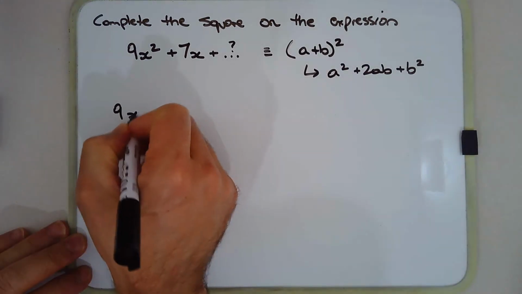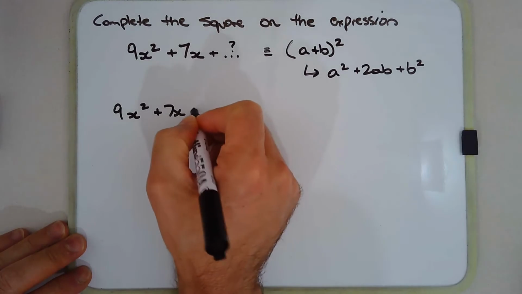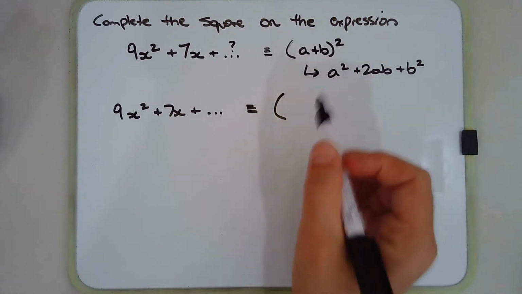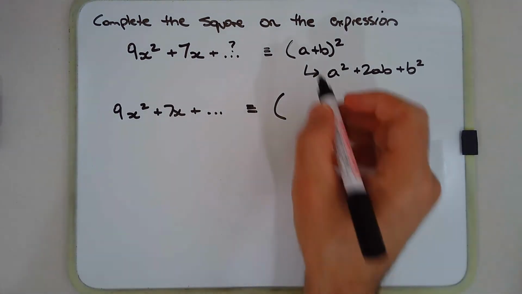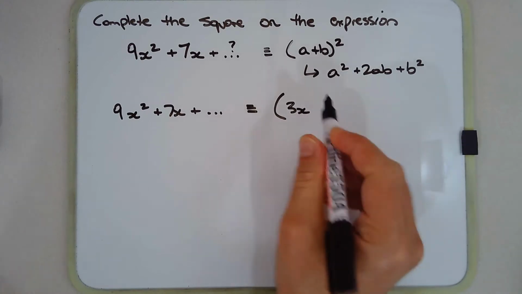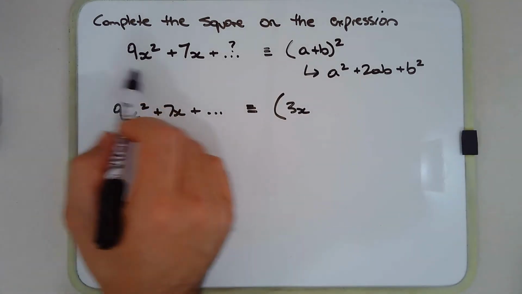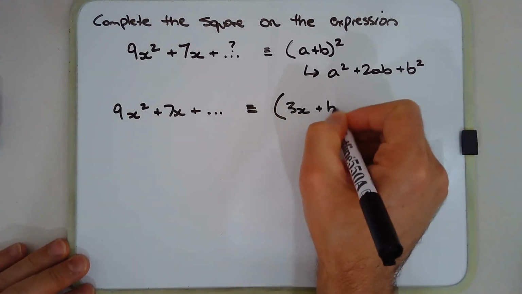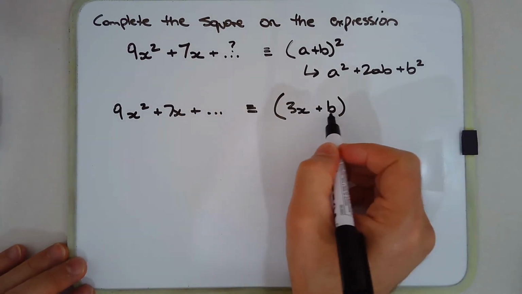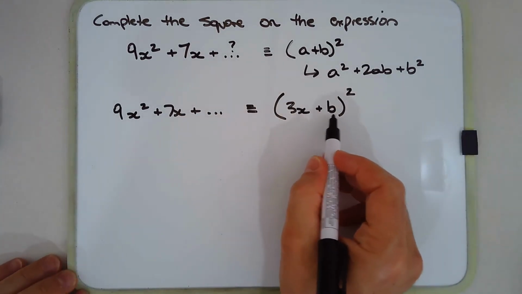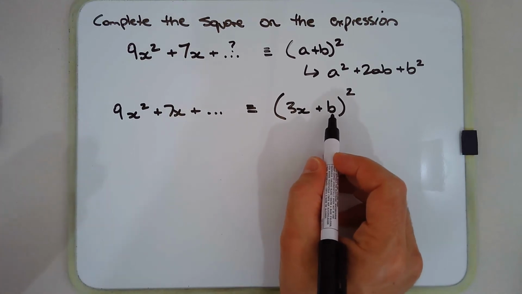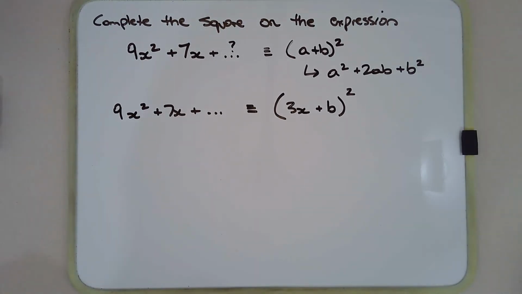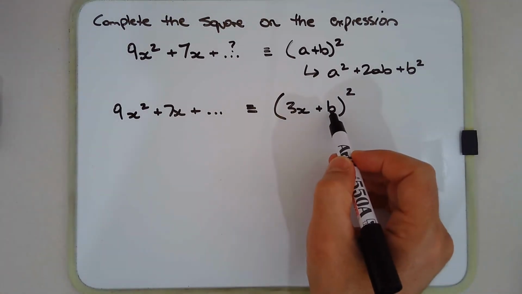Okay, so I might just write this on another line here. 9x squared plus 7x plus dot dot dot is equivalent to, now the a we know from what I just spoke about earlier is in fact 3x, because when we square the a, we get a squared, and that corresponds to the first term of this expression. So that's all good, but we don't know what the b is. When we expand this expression, the second term of the binomial becomes the third term of this quadratic trinomial. So b, when you expand it, becomes b squared.